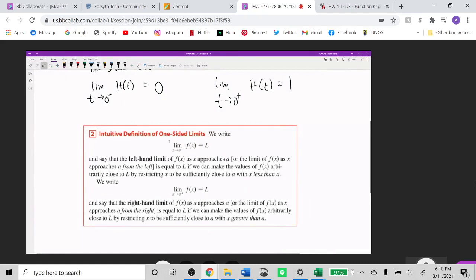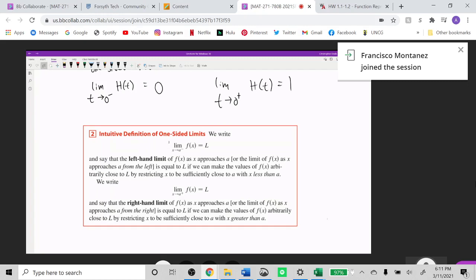We write the limit as x approaches a from the left of f of x, or the limit of f of x as x approaches a from the left, equals L, and say that the left-hand limit of f of x as x approaches a is equal to L if we can make the values of f of x arbitrarily close to L by restricting x to be sufficiently close to a with x less than a.